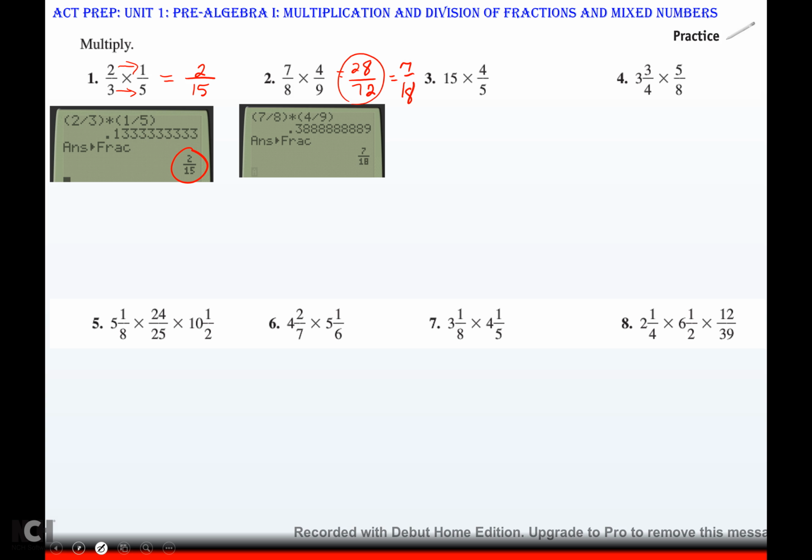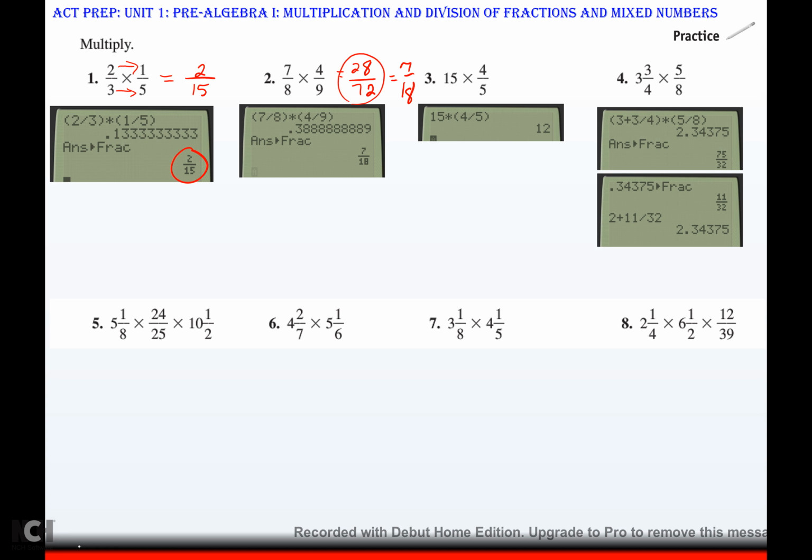Okay, on 3, 15 times 4 divided by 5 is 12. To type 4, 3 plus 3/4 times 5/8 is that decimal. So I know it's 2 whole times. And as a fraction, it's this. So if I just type the 0.34375, math enter it, it tells me the fraction that's left over, which is 11/32. Okay, and again, you don't need to type this. I'm just doing it to prove to you that this answer is the same as this answer.